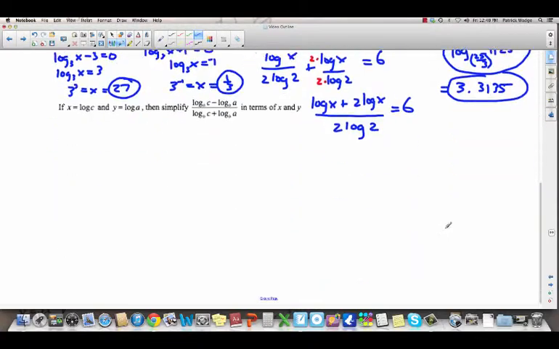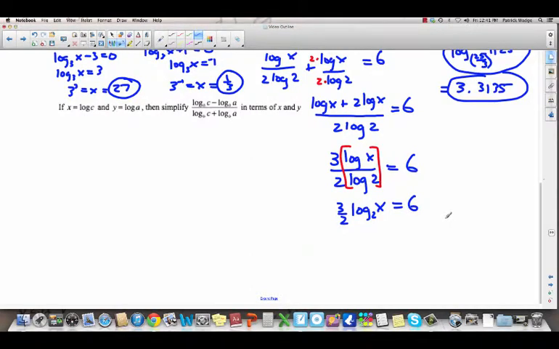I just don't have room to finish this, but I'll keep going here. Now, log x plus 2 log x, well that's like 1 log x plus 2 log x, so I have 3 log x over 2 log 2 equals 6. This is the same as 3 over 2 times all this. Look at this part separately. And what you can do here is use the change of base law and go backwards. So you'd still have 3 over 2, but it would be now log base 2 of x equals 6.